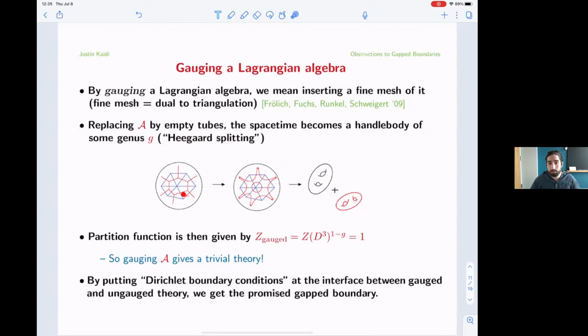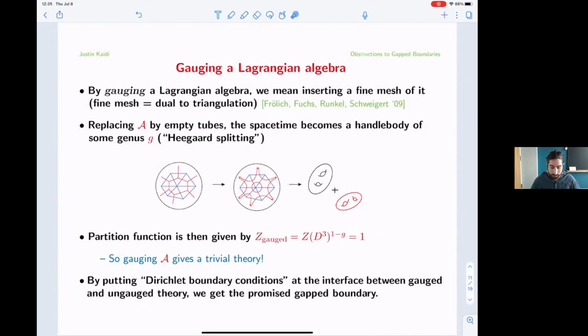So no matter what manifold I started out with, once I gauge the algebra anion, I just get some product of D3 partition functions, which I can normalize, say, to 1. So I just get the same result on any manifold. And so this is the sense in which gauging A gives me a trivial theory. Okay.